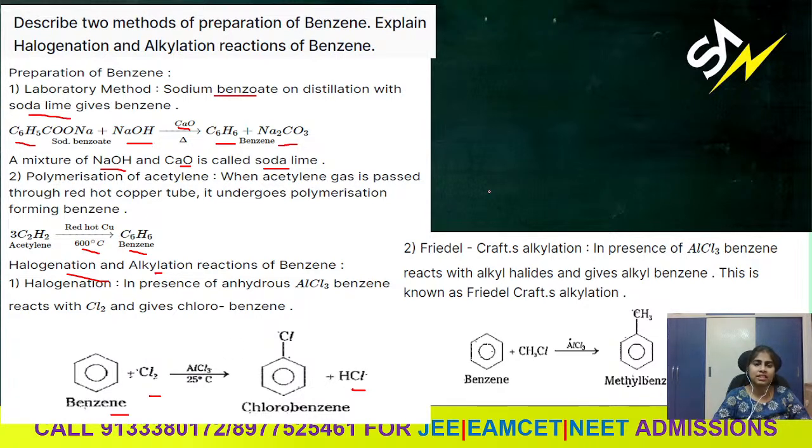And alkylation is given by Friedel-Crafts. In Friedel-Crafts alkylation, benzene reacts with alkyl chloride, that is CH3Cl, in presence of AlCl3. It forms methyl benzene, and HCl is released. So this is about alkylation and halogenation reactions of benzene. In this way you can expect questions on preparation techniques and the IUPAC names etc. from organic chemistry.